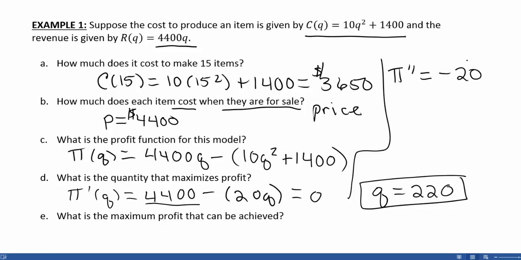If my second derivative is negative, that means that the entire original function is concave down, which means that my critical point has to be a maximum. So I'm in luck here. Q equals 220 has to be the maximum of this function. So that's the quantity that maximizes profit.